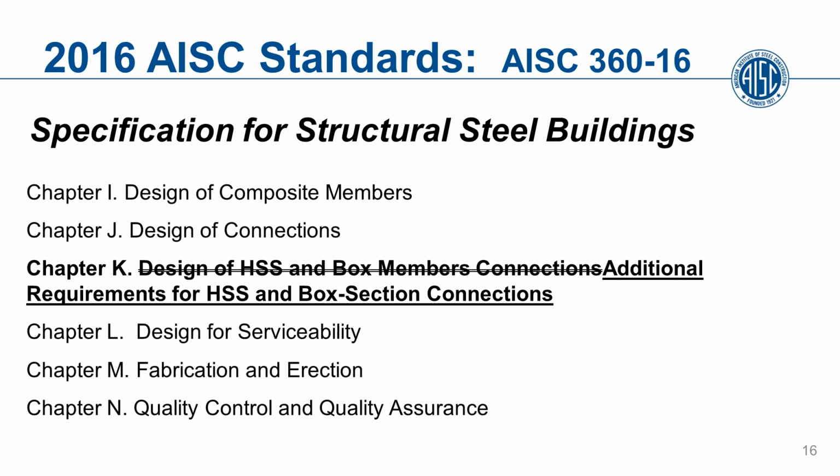There have been some changes in the titles of some of the chapters, though, because when you go on to Chapter K, you're going to notice that instead of being titled Design of HSS and Box Member Connections, it's now titled Additional Requirements for HSS and Box Section Connections. The reason is a lot of information that was in Chapter K previously is now covered in Chapter J, because Chapter J deals with connections in a more generic fashion that addresses HSS and box members as well as regular connection members. Chapter K is just additional information beyond what is covered in Chapter J.